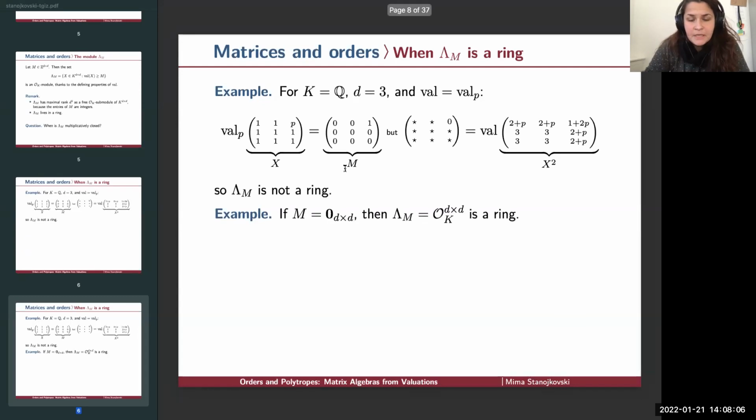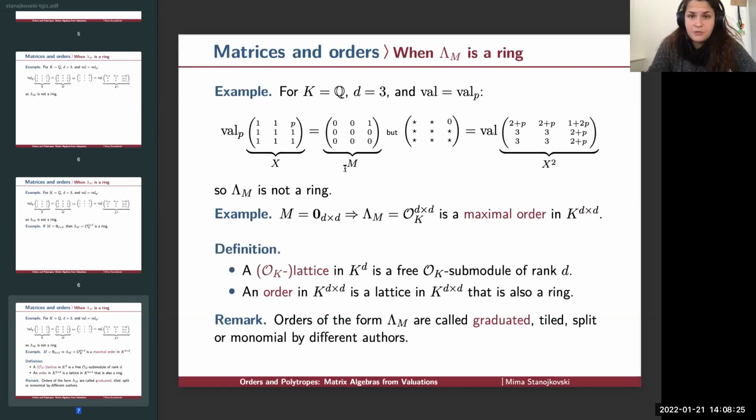Okay. Here's an example in which Lambda M is a ring. If I just take the matrix of all zeros, then I do get a ring. Which ring is this? Well, it's just the d by d matrices with coefficients in the valuation ring. This ring has even more structure than just being a ring. It is what is called a maximal order in K^(d×d).